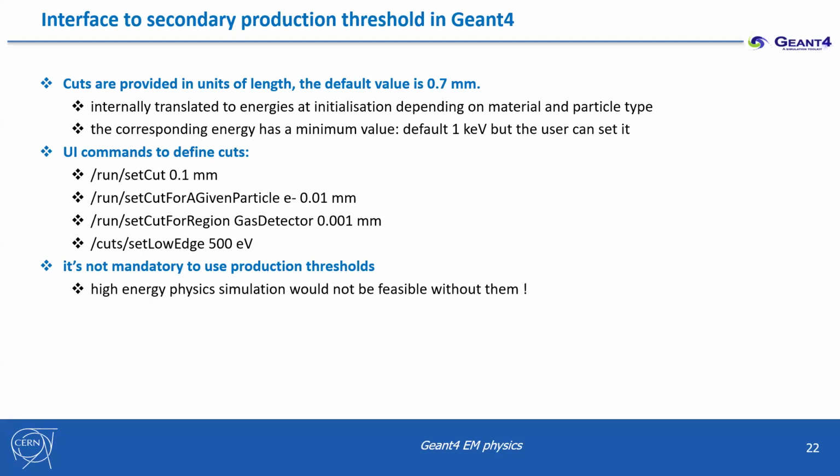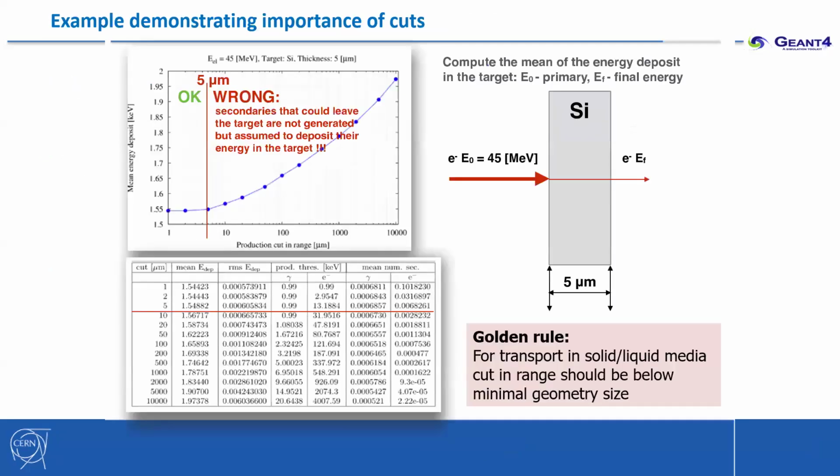But you need to understand that it is important, but not mandatory. It is possible to work without cut. How to use cuts in your applications? There is a simple example. If an electron of 45 MeV transfers a silicon slab of 5 micron, what cut does one need to establish?